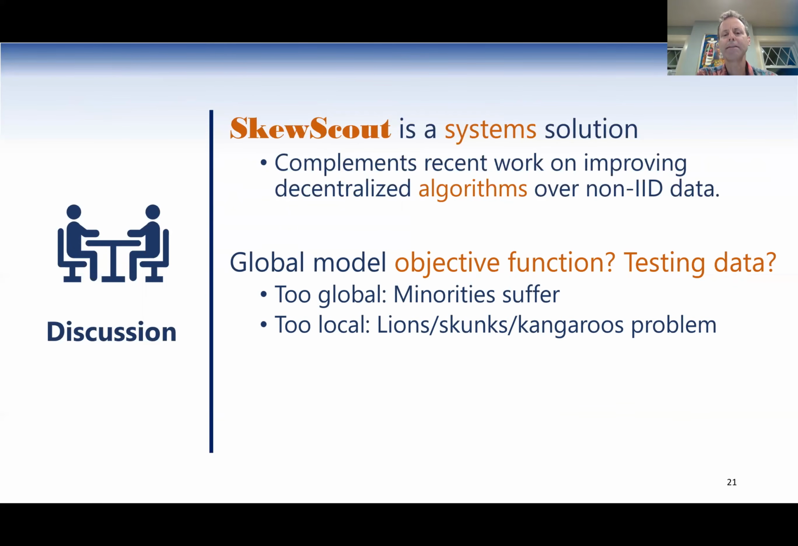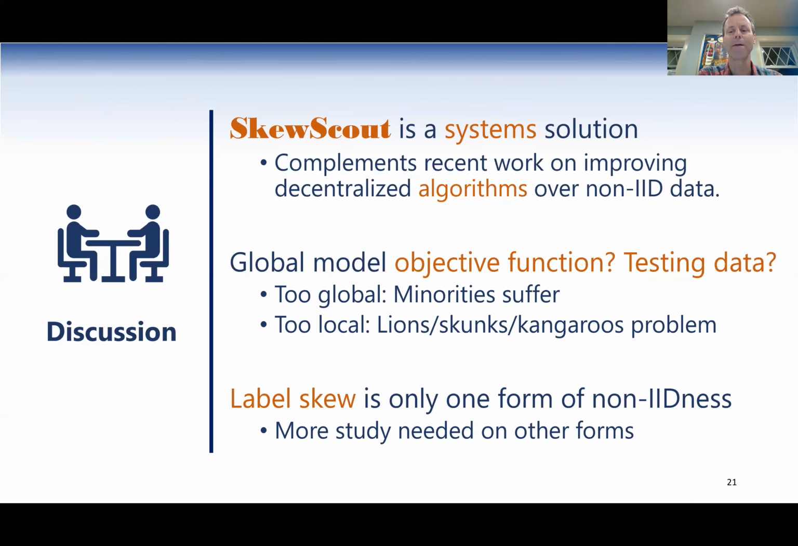On the other hand, if you take it to the other extreme and do things too locally, for instance, just really focus on training a good private model at each of the workers, then you have the lions, skunks, and kangaroos problem that the title hints at. Even though my local model has not seen any images of lions, skunks, and kangaroos, if a lion were to escape from the zoo here in Pittsburgh, I really would want my model to recognize it. So too local is also a problem.